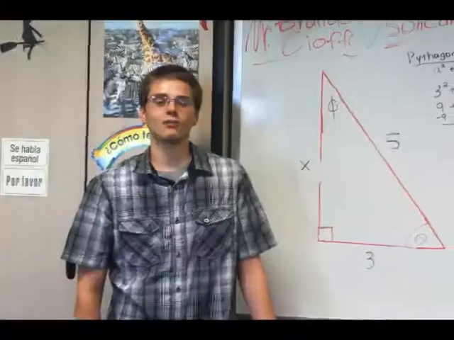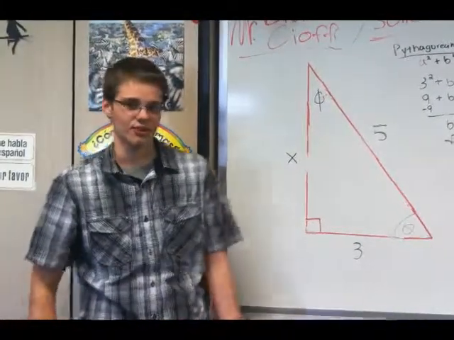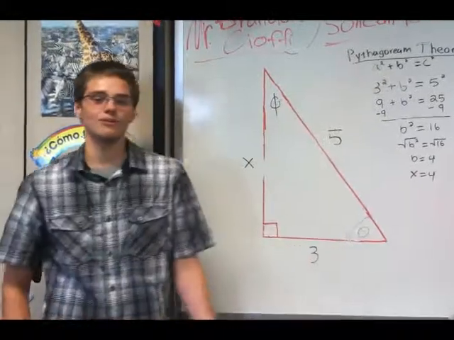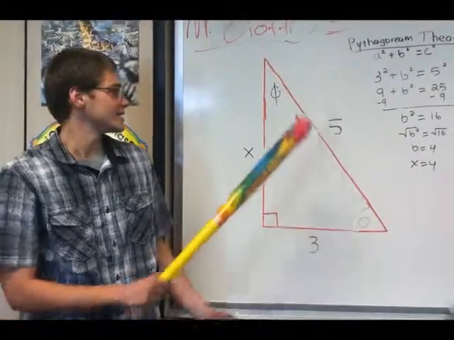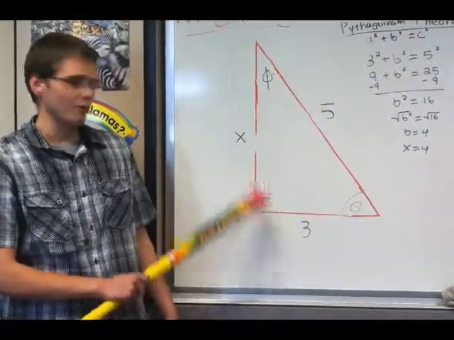Alright, so we're going to solve another right triangle. In order to start, we have to solve for x here on this right triangle. And in order to solve for x, you need to use the Pythagorean theorem, which is a squared plus b squared equals c squared. And c is the hypotenuse always. A and b can both be switched.